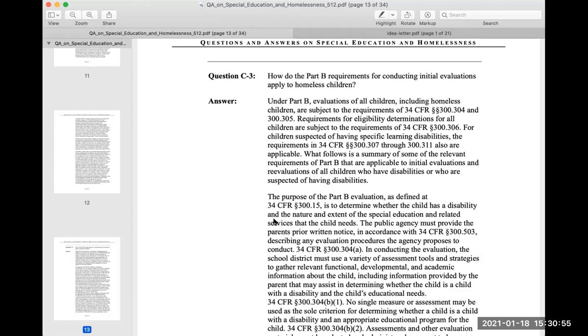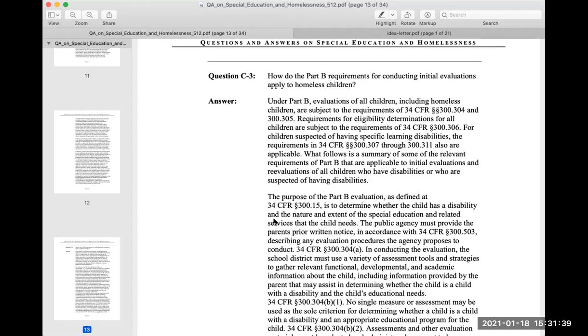What follows is a summary of some of the relevant requirements of Part B that are applicable to initial evaluations and re-evaluations of all children who have disabilities or who are suspected of having disabilities. The purpose of the Part B evaluation, as defined at 34 CFR paragraph 300.15, is to determine whether the child has a disability and the nature and extent of the special education and related services that the child needs. The public agency must provide the parents prior written notice in accordance with 34 CFR paragraph 300.503, describing any evaluation procedures the agency proposes to conduct.